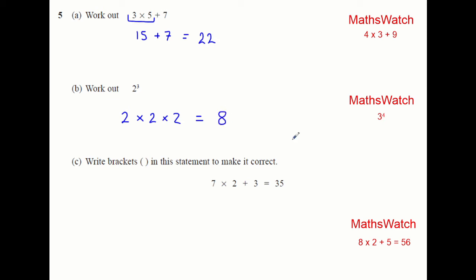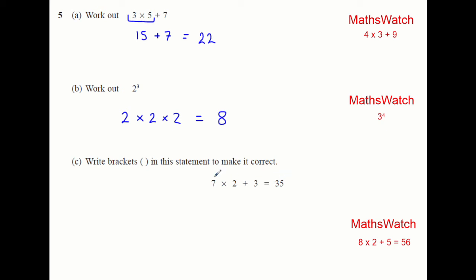Part C. Write brackets in this statement to make it correct. So at the moment, without the brackets, 7 times 2 would be 14, and then add 3 would give you 17. But we need to make the answer equal to 35.